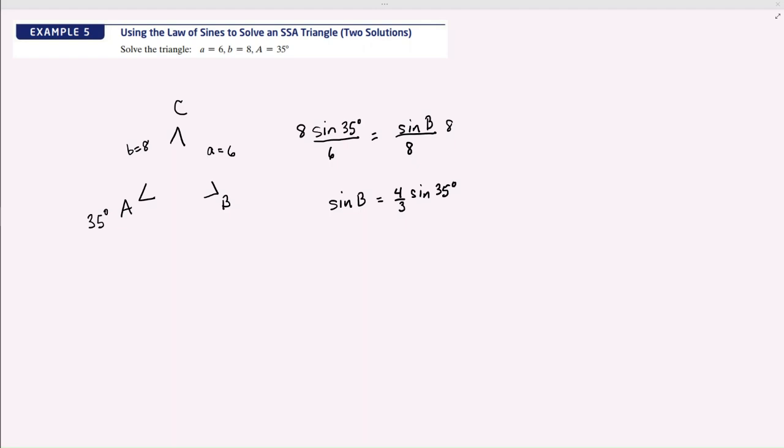And if the sine of B is equal to 4/3 times the sine of 35 degrees, then of course B is equal to the inverse sine of 4/3 times the sine 35 degrees.